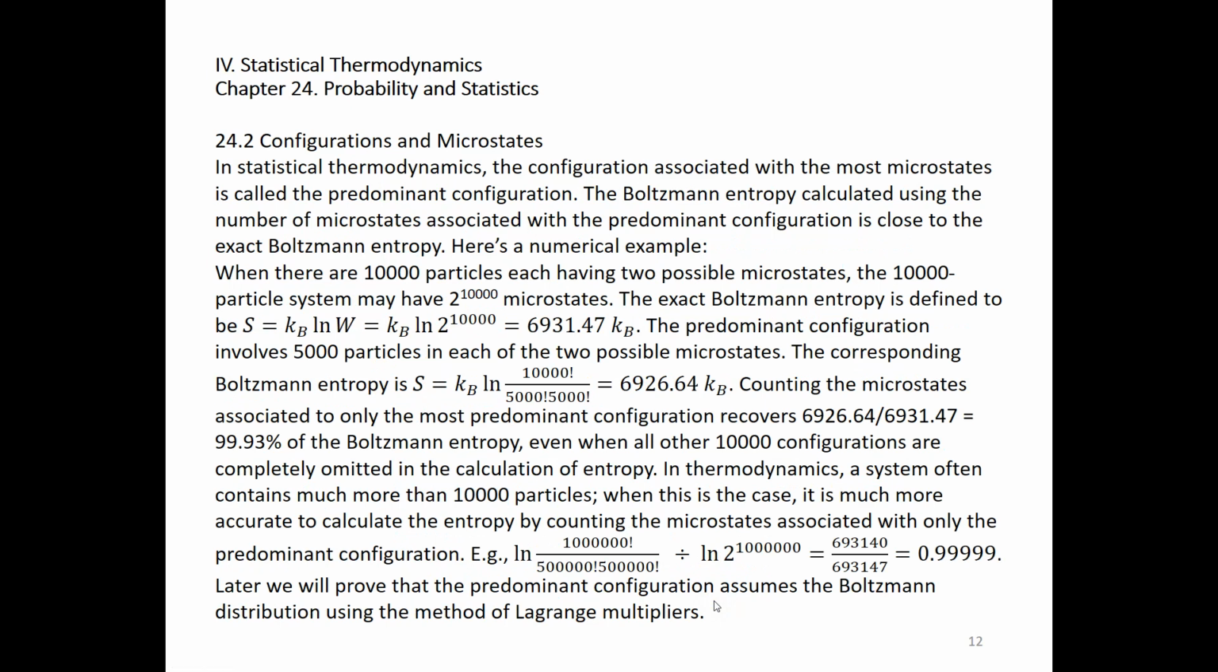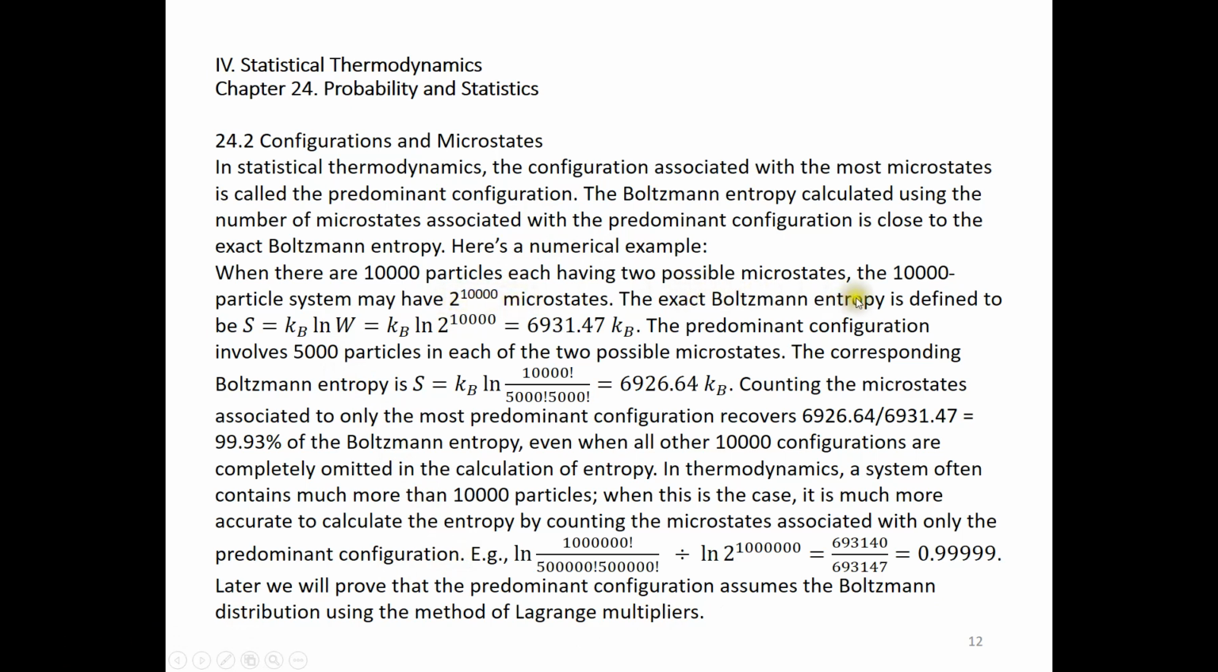In statistical thermodynamics, the configuration associated with the most number of microstates is called the predominant configuration. The Boltzmann entropy calculated using just the number of microstates associated with only the predominant configuration is really close to the exact Boltzmann entropy calculated with all possible microstates. Here's a numerical example, when there are 10,000 particles, each having two possible microstates. The 10,000 particle system may have this many microstates in total, 2 to the power of 10,000.